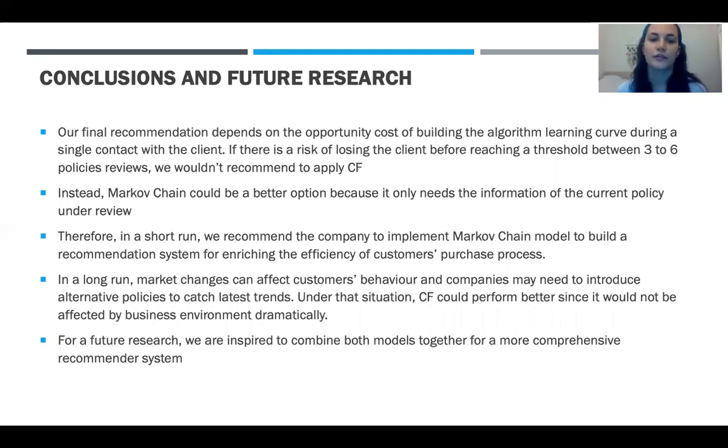So if there is a risk of losing the client before reaching a threshold between 3 to 6 policy reviews, we wouldn't recommend applying collaborative filtering. Instead, we would recommend Markov chain.